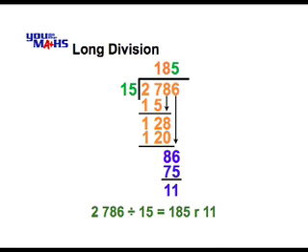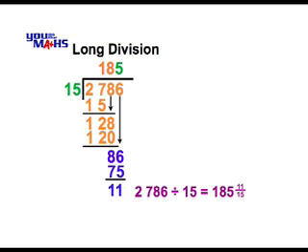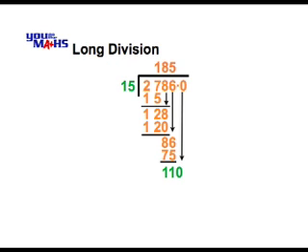And that is that 2786 divided by 15 is equal to 185 with a remainder of 11. This can be re-expressed as a fraction as well, and we can rewrite it as 185 and 11 fifteenths. Sometimes when you're doing a division problem, the answer is required in decimal form, so we continue the procedure.